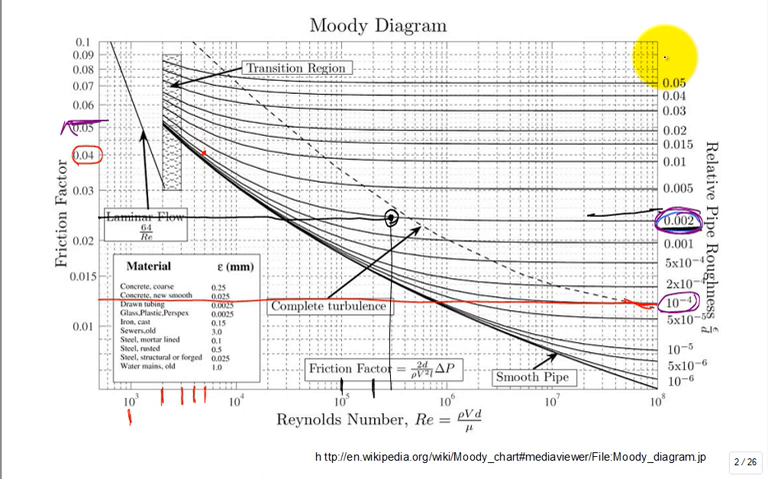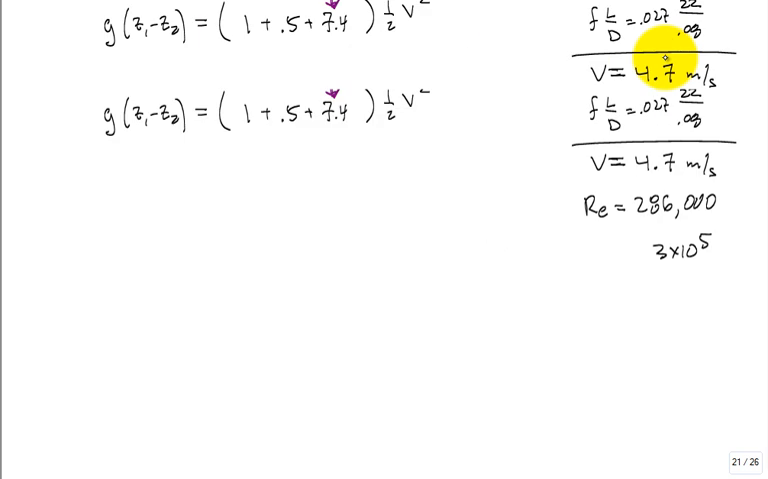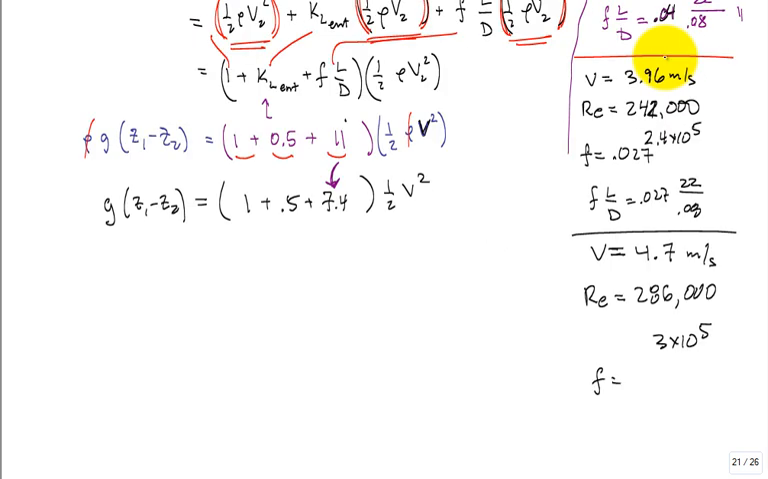But this line right here is 0.022. Then it looks like 0.024. Then 6 and 8. It looks like it may be 0.024. Great. You could see how we shifted a little bit, but not much on that log scale for the Reynolds number. Okay. So with the friction factor of 0.024, 22 divided by 0.08, what do we pick up for the new f L over D?